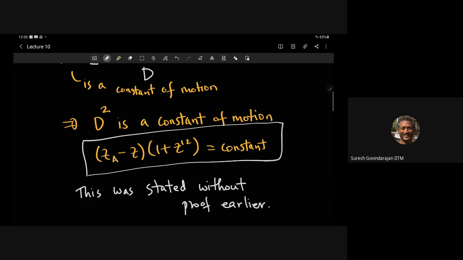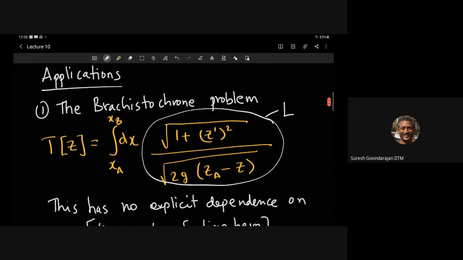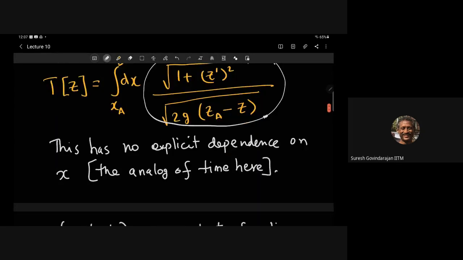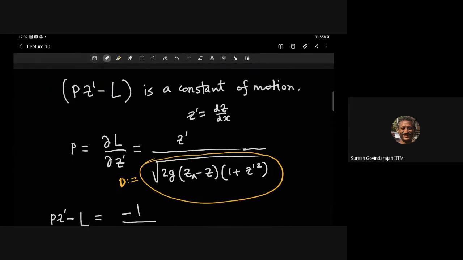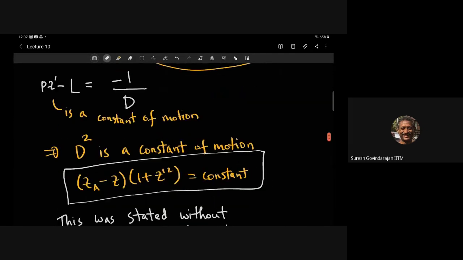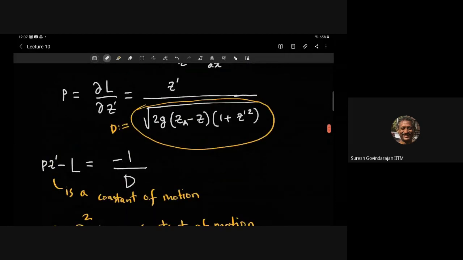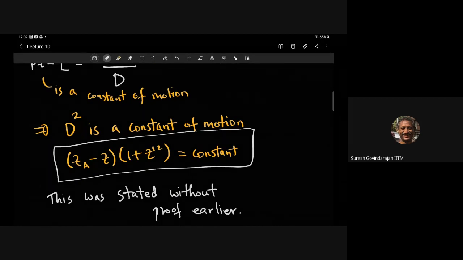Okay, so I'll pause here. Are there any questions about what we did just now? We looked at this and made the identification that x is like time and z is like q, and the object which I've circled in white is like the Lagrangian, and so P Z prime minus L is a constant of motion. There are some calculations which I didn't show. You first need to compute P, and then you'll find that it takes a simple form with a denominator. I took D squared because there's an ugly square root here, and 2g, where g is just acceleration due to gravity. These are all constants, so you just write (Z A minus Z) into (1 plus Z prime squared) is a constant. So you see that there's a nice simplification.